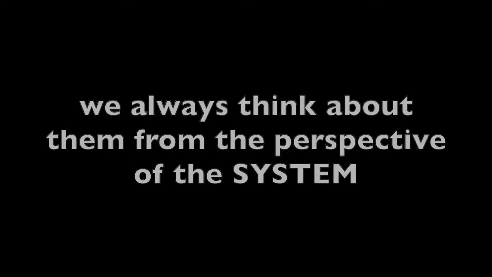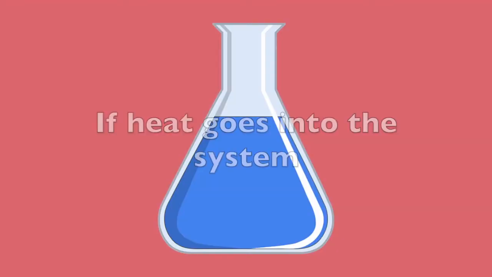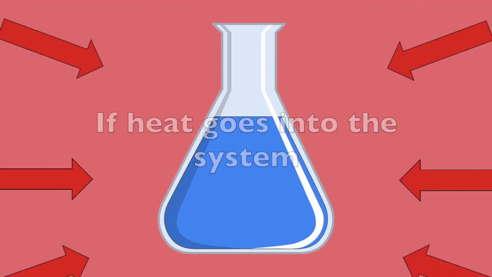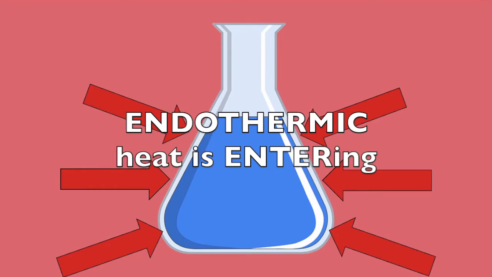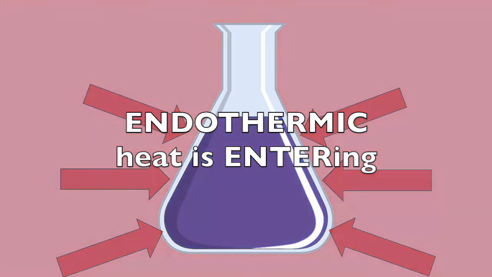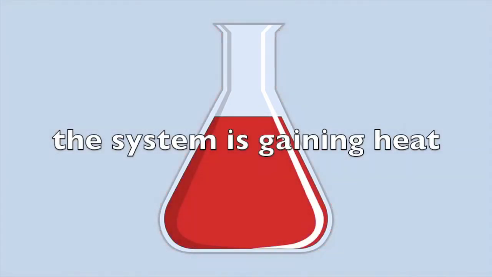Now, one thing that's important to remember is that when we think about energy changes, we always think about them from the perspective of the system, from the perspective of the chemical reaction or the physical change that's occurring. It's important to remember this when we talk about the sign of a change in an equation. If heat goes into the system, Q is positive, and this is an endothermic process because heat is entering, and the system is gaining heat.